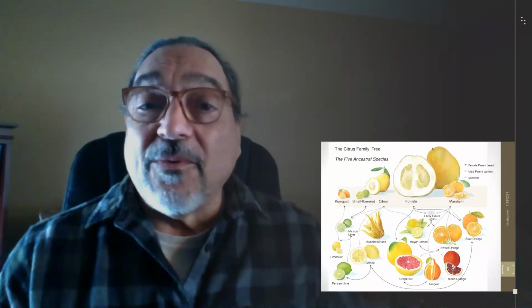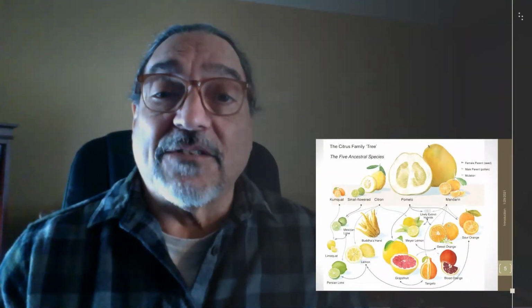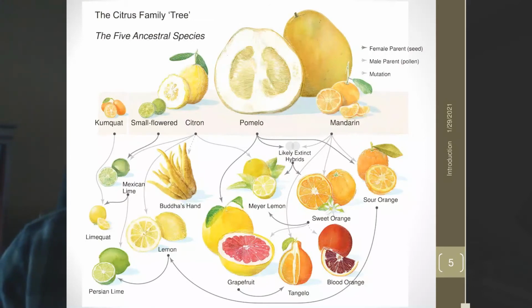I'd like to show you one of my favorite slides I just found a couple of years ago, and that is a slide showing the ancestral species of our citrus families. Really, all of the citrus that we eat today come from 5 different species. We've got the kumquat, the small flowered lime, the citron, the pomelo, and the mandarin. All are the old original ancestors of everything that we see today.